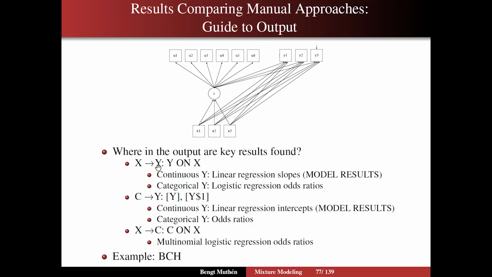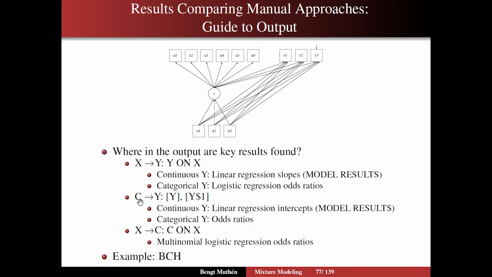So X to Y is what we're showing here on the right side of the figure. So that's in Mplus language Y on X, Y regressed on X. And with continuous Y, that's regular linear regression slopes that we find in the regular model results section. For categorical Y, we have added a special section, logistic regression odds ratio results. So that's in addition to the logits that we give in the regular model results section.